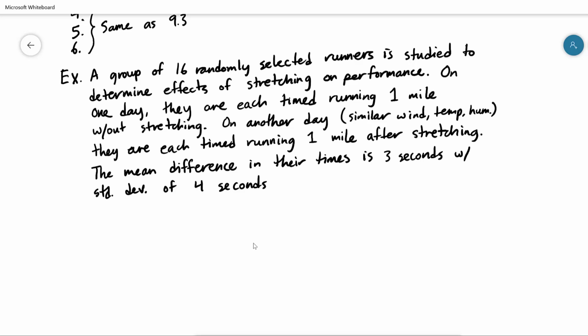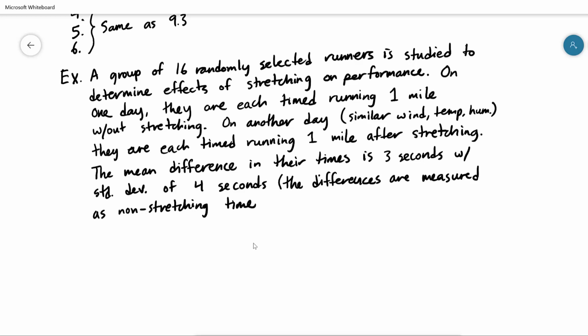And let's say that the differences are measured as the time that they got when they didn't stretch, so the non-stretching time from that first day, minus the time they got when they did stretch on the second day.